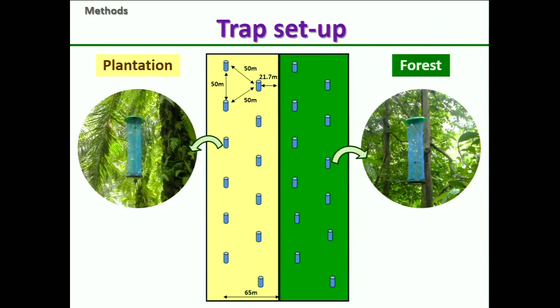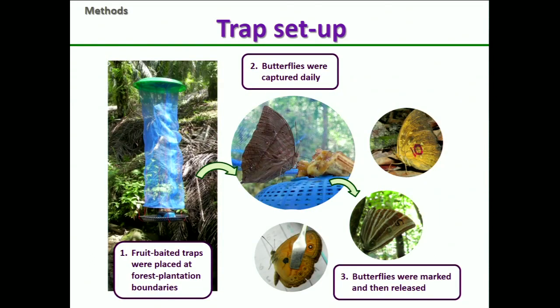So on to my trap setup. I had 24 butterfly traps set up in a gridded design across the forest and oil palm plantation boundary. And I baited my traps with lots of rotten banana in order to intercept any butterflies that were within my study grid. Now this was a typical capture mark recapture study where the butterflies were captured daily, and I checked my traps for 18 days at each site.